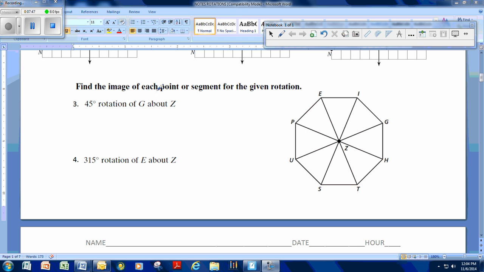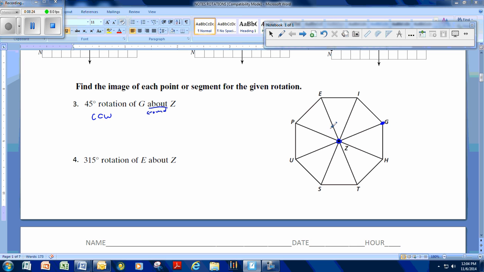Okay, last, we're going to rotate some points around a given shape, okay? So this one wants me to make a 45-degree rotation of G about Z. Now, about just means around. So Z would be the rotation center, and it doesn't tell me a direction, so it's automatically counterclockwise, okay? So I know I'm going to rotate it that direction.